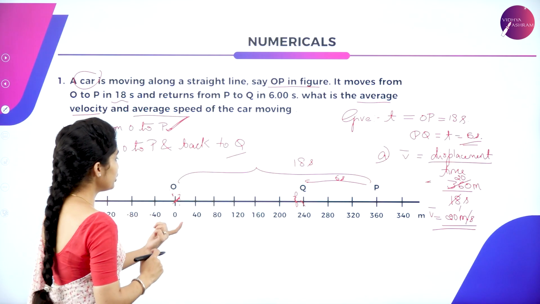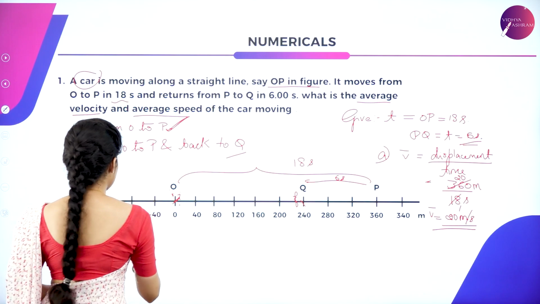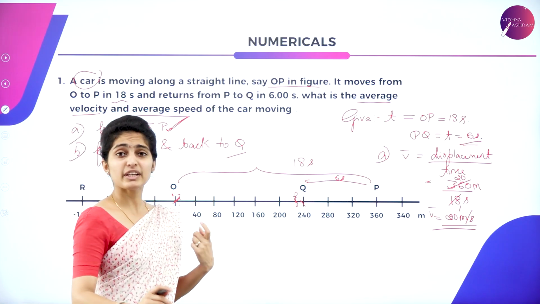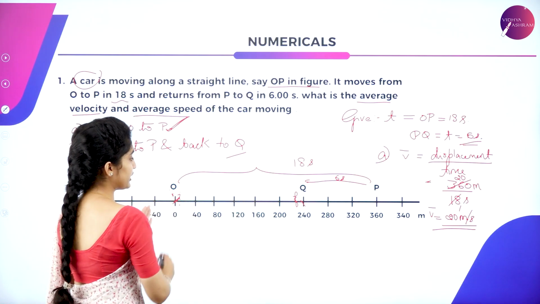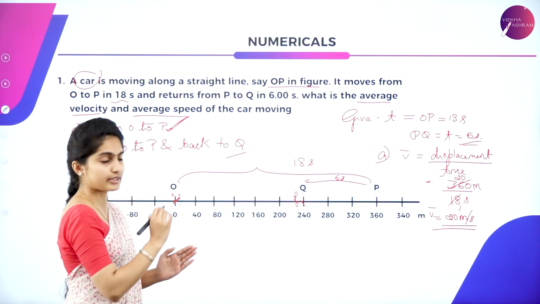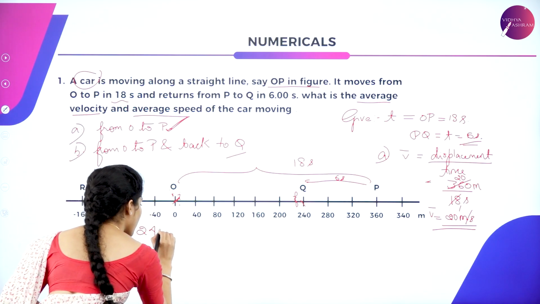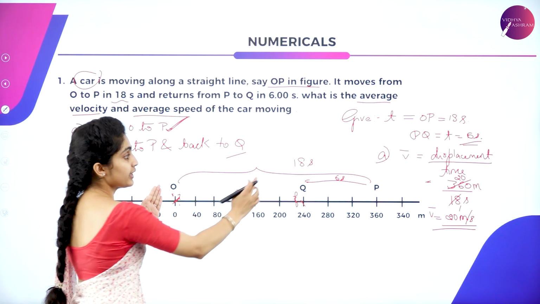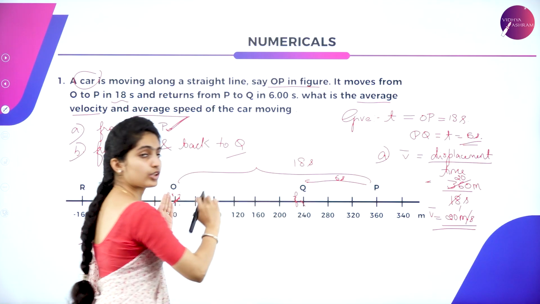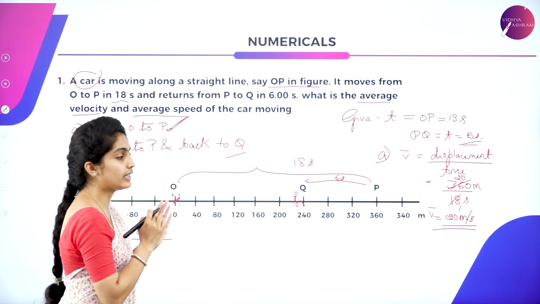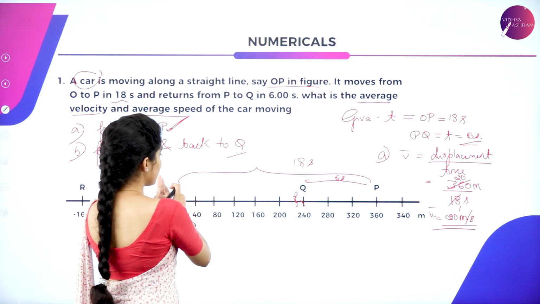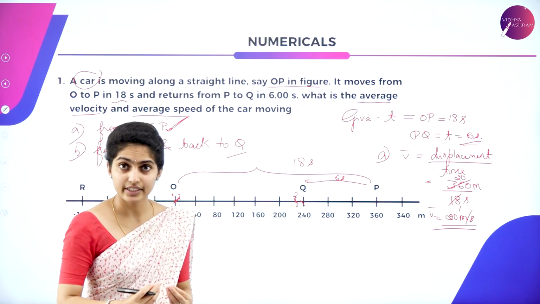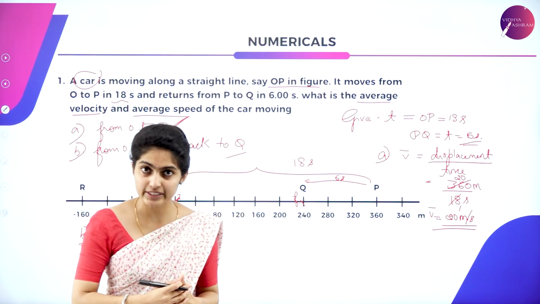Now, in order to calculate your average velocity for this, let me go with question number B. Average velocity is equal to displacement by time taken. So what is the displacement over here? From O to Q is the displacement, so displacement is 240, divided by the time taken from O to Q. It is O to P plus P to Q. You have to add the total time. That gives you the time taken to travel from O to Q, that is initial to final.